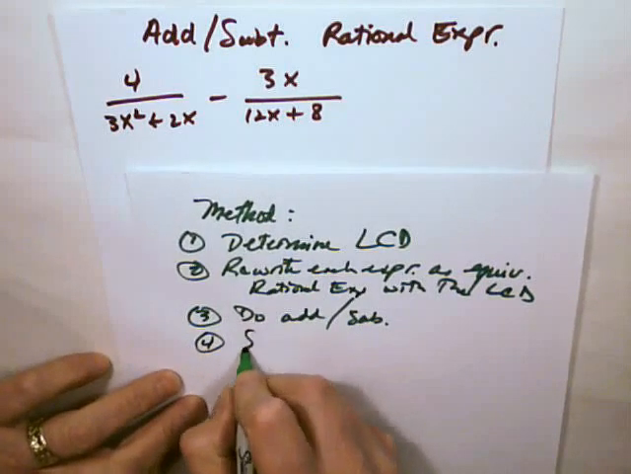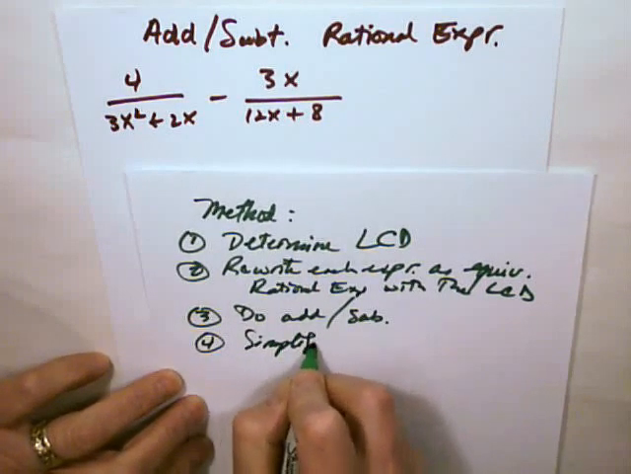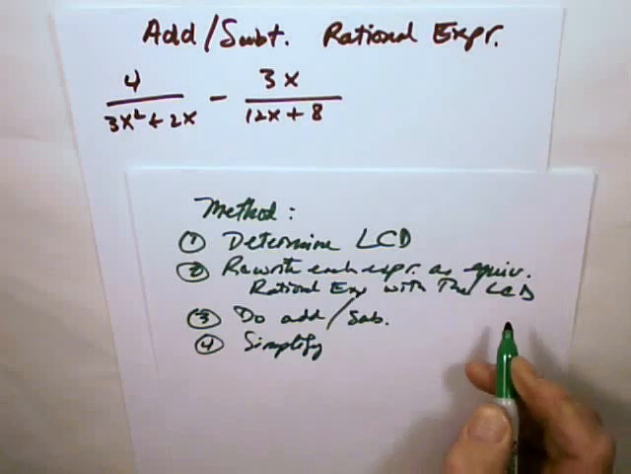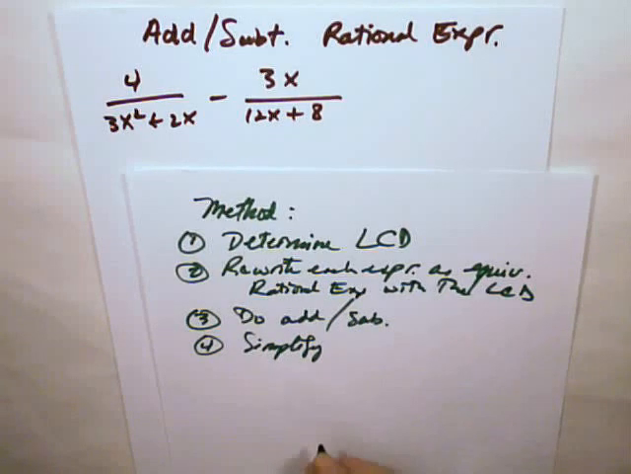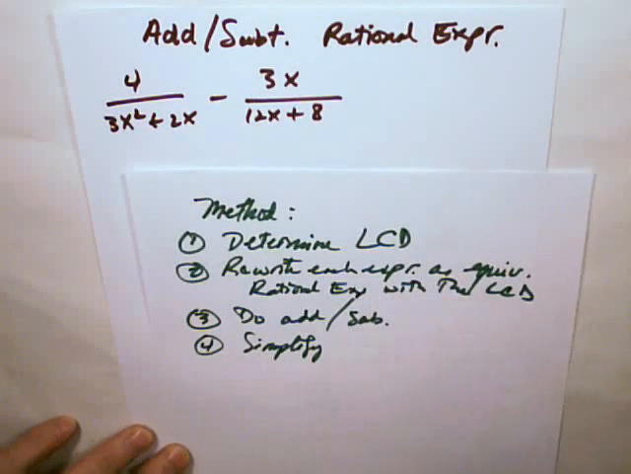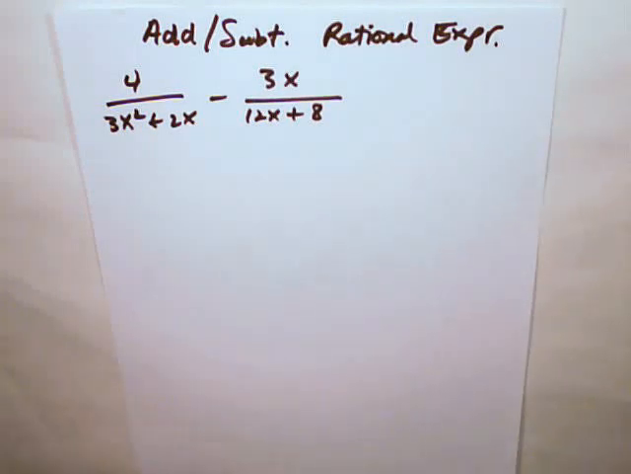And then finally we simplify. Because remember, especially with these rational expressions, there may be some simplification that can be hidden in the background there. So we need to do that final step if necessary. Okay, so four-step method: determine the LCD, rewrite them, do the addition or subtraction, and simplify. Let's go back to our original problem here and apply those 4 steps.